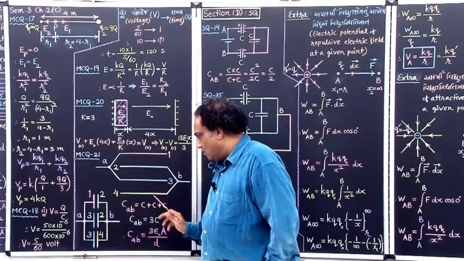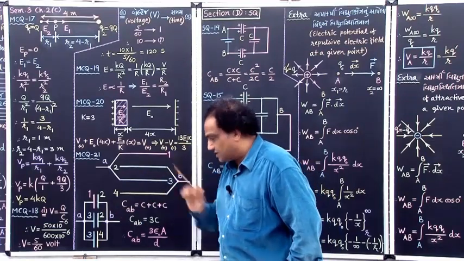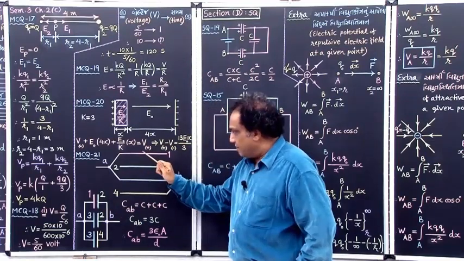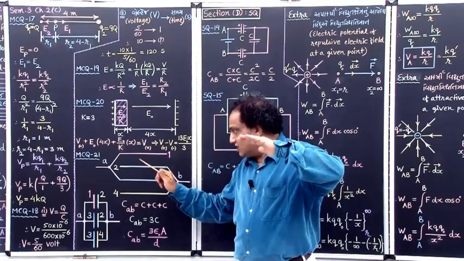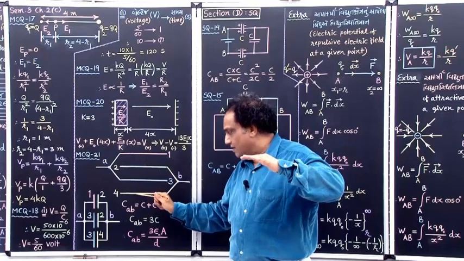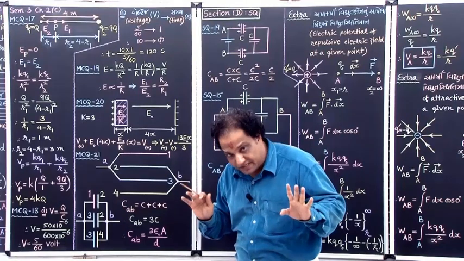Plate number 4 with yellow color, correct? Now I am showing you how this is equivalent to this. Remember, the plates which are at the end points means there is no plate above this plate, there is no plate below this plate, correct? So these are the plates situated at the 2 ends.